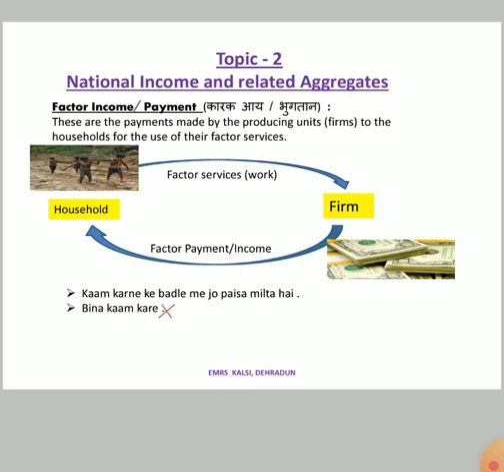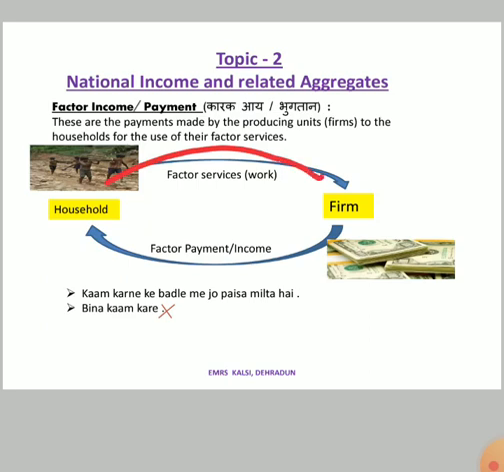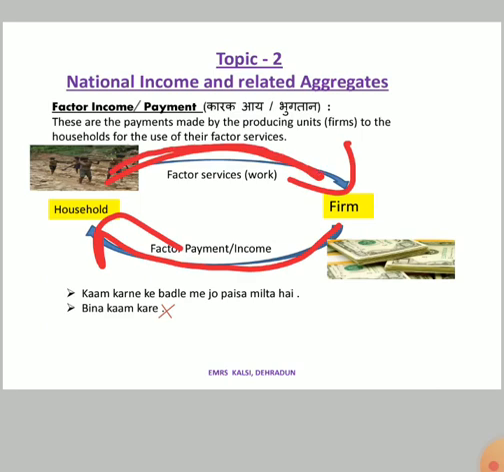So like here we can see, the household works for the firm, and the firm is paying the money. So this money is called factor income or factor payment. Why? Because the household has received this money after providing the services. This is not free money. The household has worked for some person or organization, and after working, the household has received the money. So that's why this money will be called factor income or factor payment. काम करने के बदले में जो पैसा मिलता है, it's called factor income और factor payment.